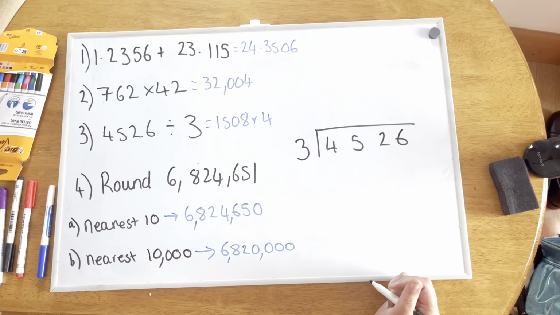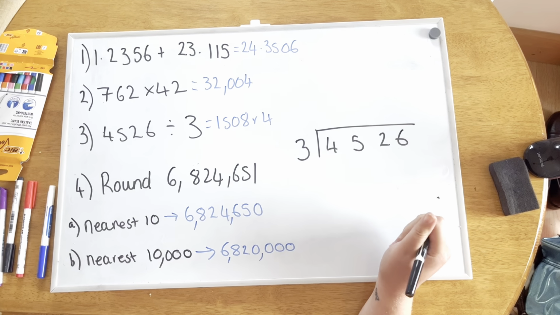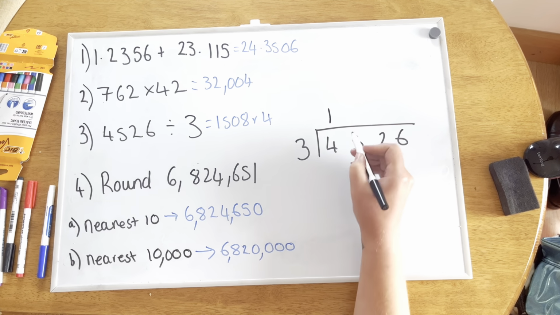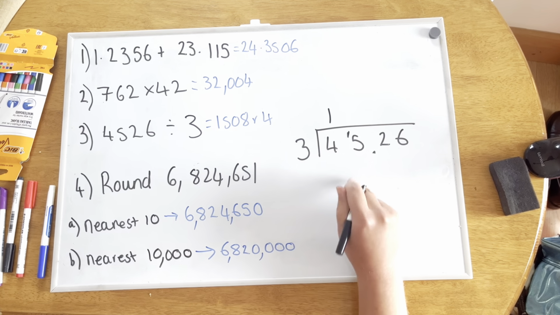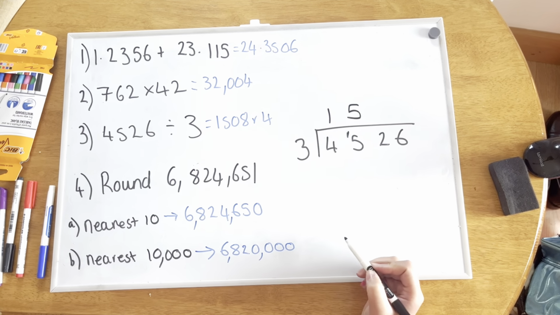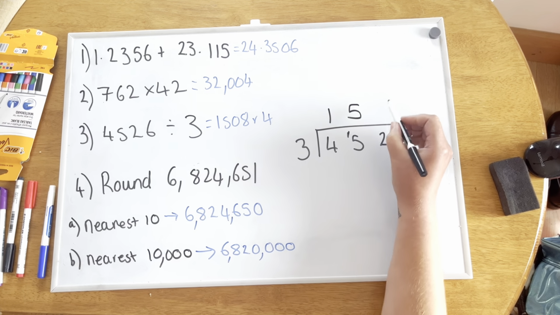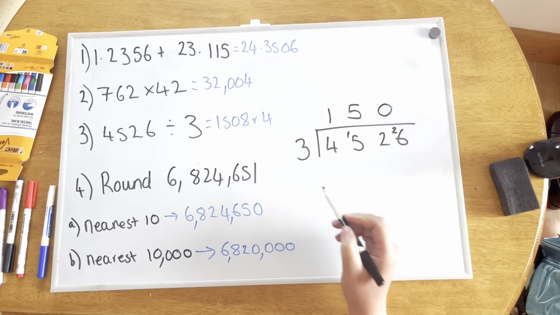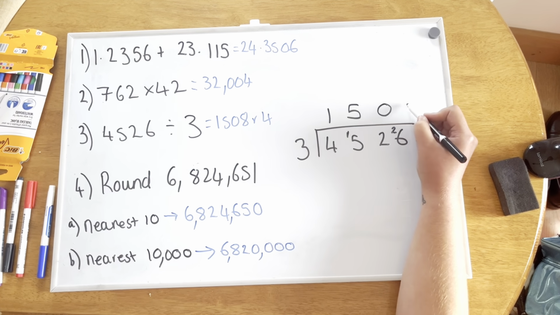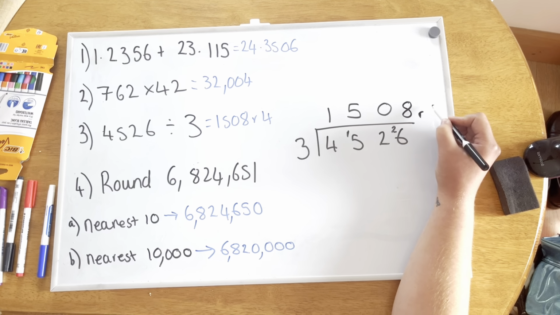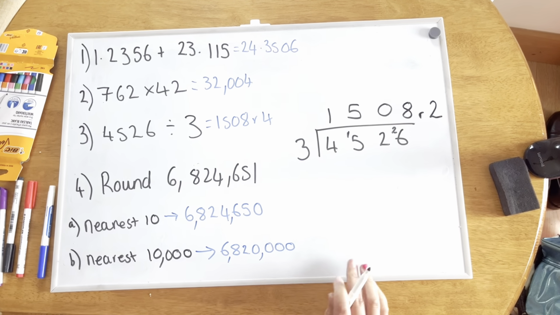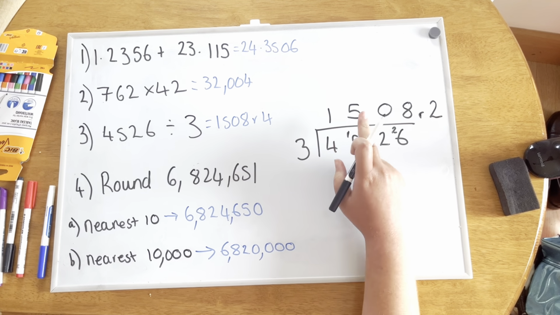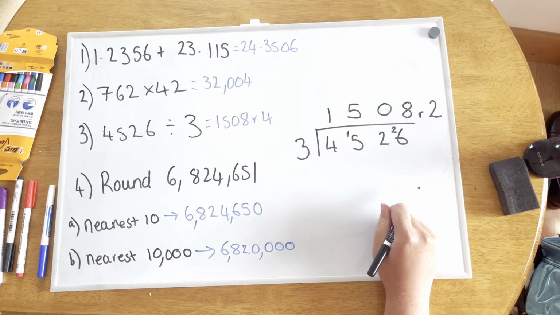Question 3 is a division question, so I'm going to use short division or the bus stop method for this. So how many 3's go into 4? 1 with 1 left over. How many 3's go into 15? 5. How many 3's go into 2? None, so we need to carry that 2 over, and this number now becomes 26. How many 3's go into 26? 8. Remainder 2. Okay, so we now have our answer is 1,508, remainder 2.